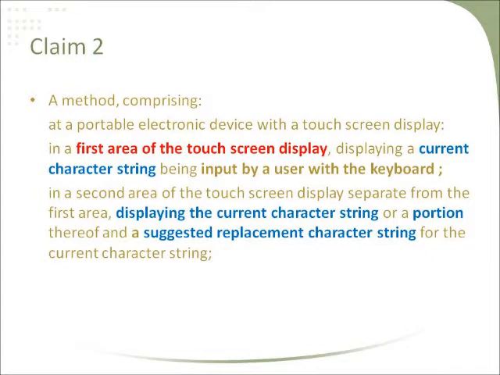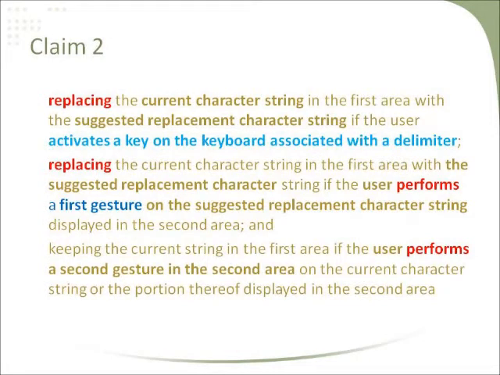And then the next thing is there are 3 things you can do. You can either replace the current character string with the suggested replacement character by activating a key on the keyboard, or you can perform a gesture on the suggested character string displayed in the second area, or you can choose to keep the current string in the first area by doing a second gesture in the second area. So these are the 3 main actions that you can do.